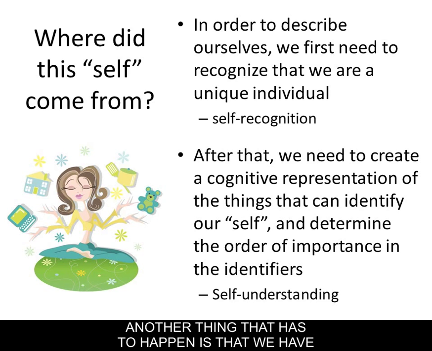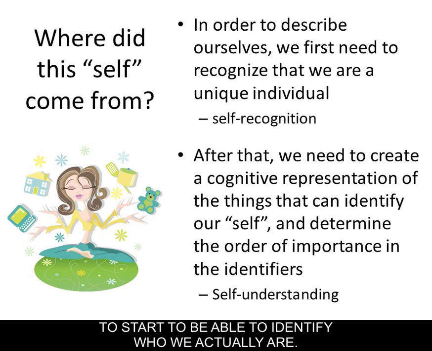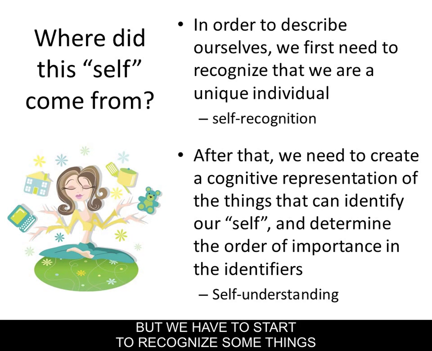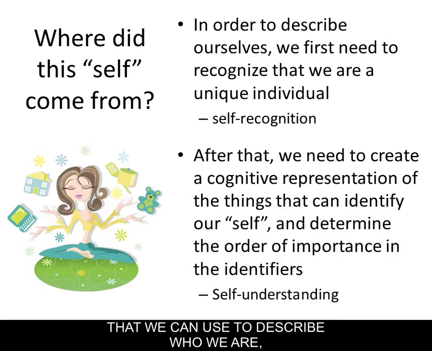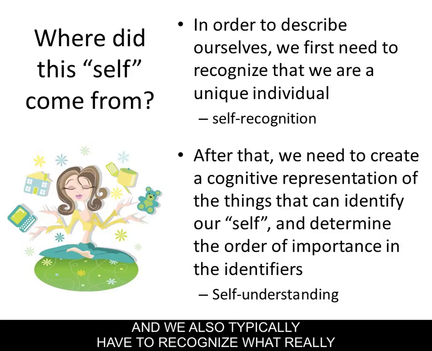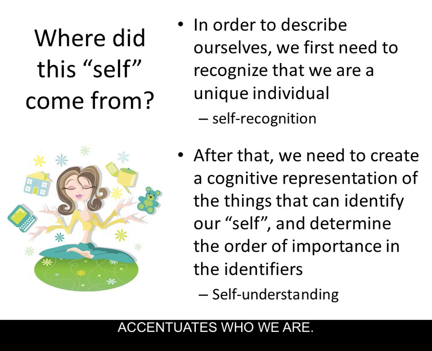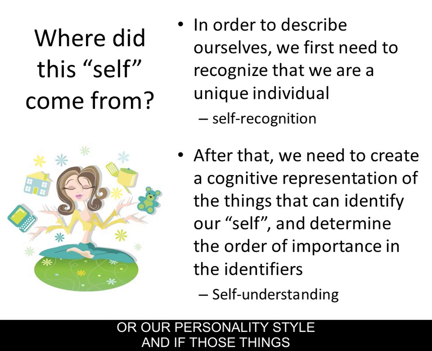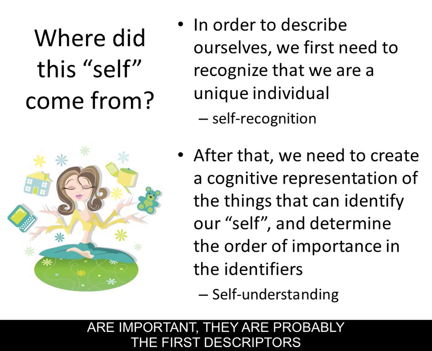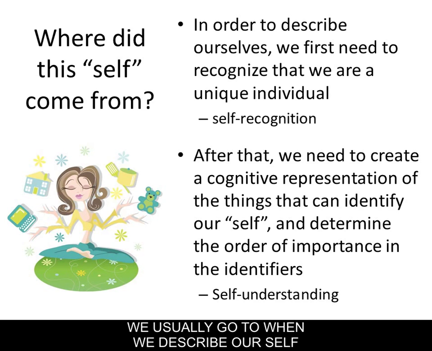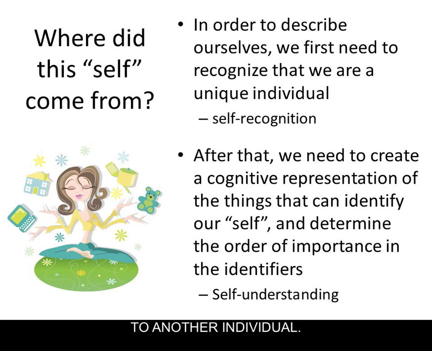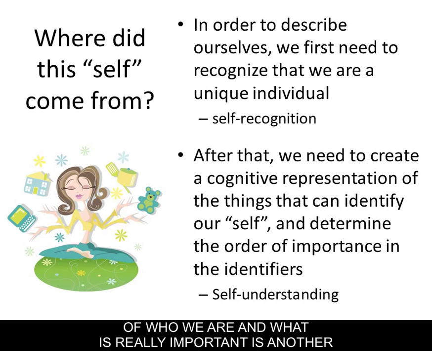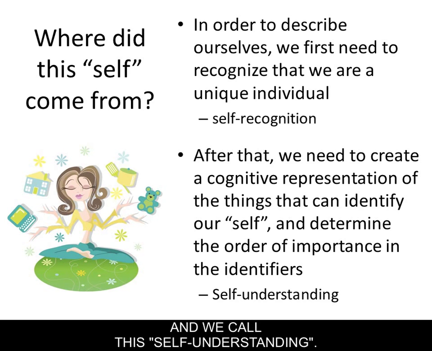Another thing that has to happen is that we have to start to be able to identify who we actually are. So not only do we have to see ourselves as unique, but we have to start to recognize some things that we can use to describe who we are. And we also typically have to recognize what really accentuates who we are. So some of us might really care about our height, or our age, or our personality style. And if those things are important, they're probably the first descriptors we usually go to when we describe ourselves to another individual. And that growth and understanding of who we are and what's really important is another big step in the development of the self, and we call this self-understanding.